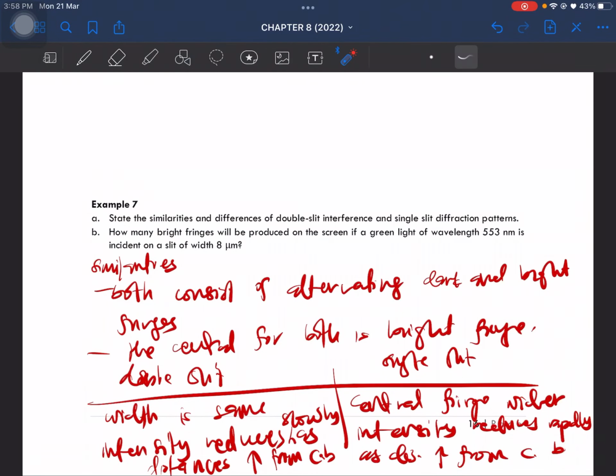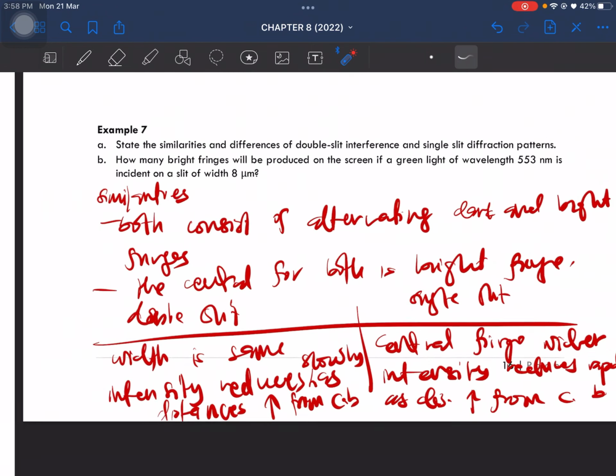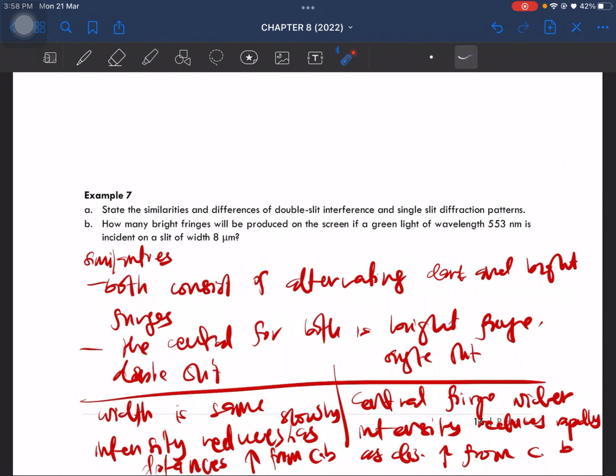Example 7. We have to state the similarities and differences of double slit and single slit diffraction patterns. The similarities are that both of them consist of alternating dark and bright fringes, and the center for both patterns is a bright fringe. The differences: for double slit the width is the same, but for single slit the central fringe is wider than the other fringes.